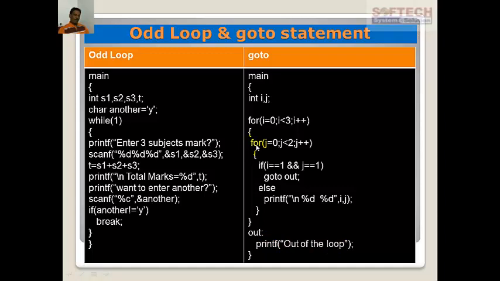So what is the output of this program? It will display 0 0, 0 1, 1 0. If i is 1, j is 1, the goto out is executed. It will come out of the loop. So if we like to come out of the innermost loop, we can use goto out.